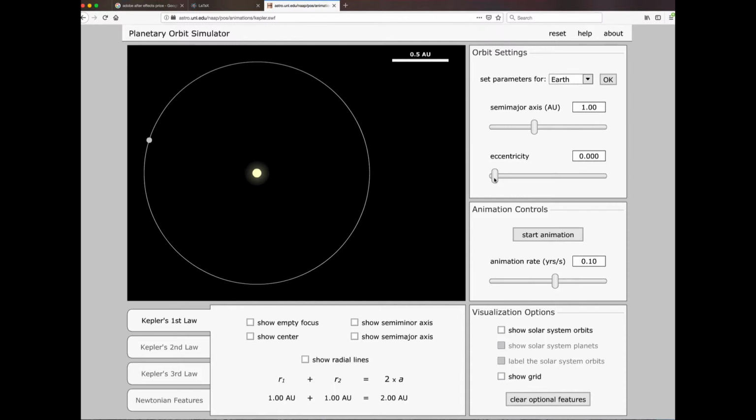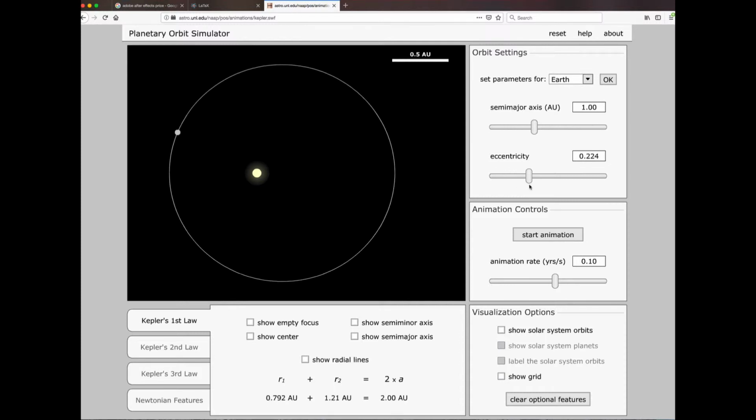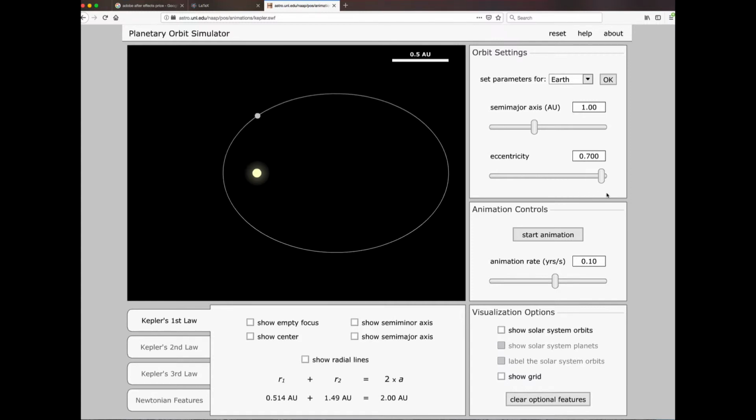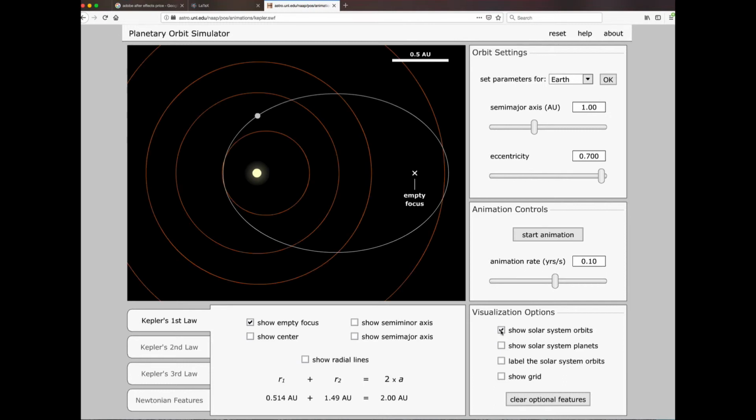But you'll notice if you start increasing the eccentricity, the orbital shape gets flatter and flatter and flatter. You can see where the other focus point would be, but the sun is always at one of the focus points. So here is an ellipse that has the same semi-major axis as Earth's orbit, but a much greater eccentricity. You can see how much not like Earth's orbit it is here. This third red concentric orbit here is Earth's.